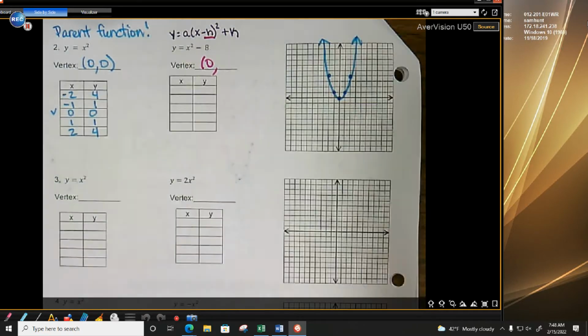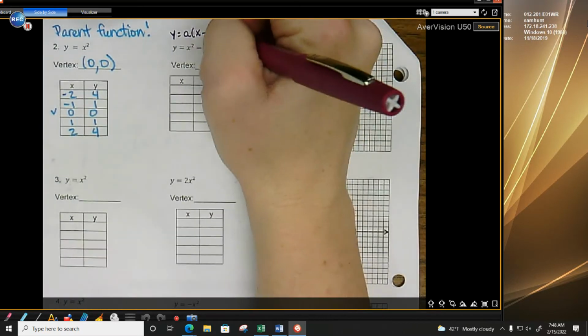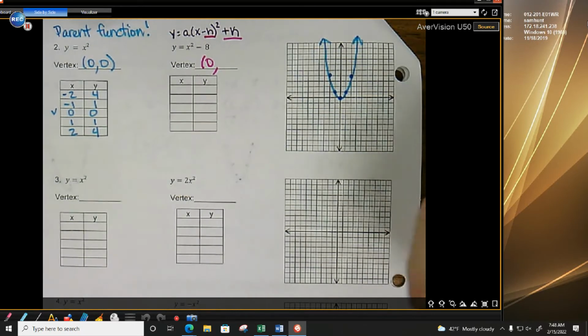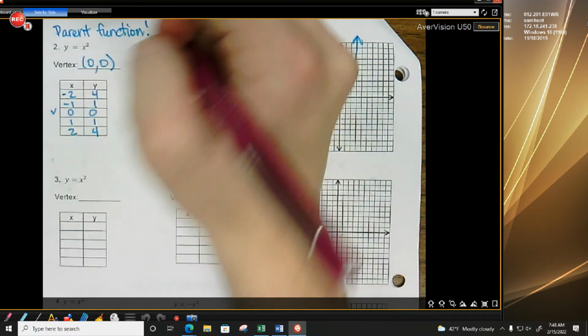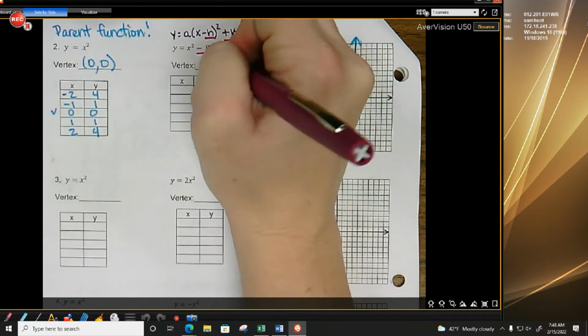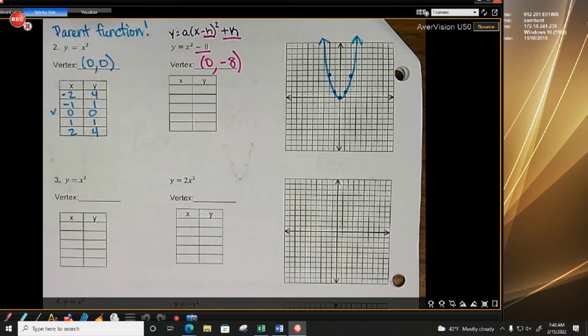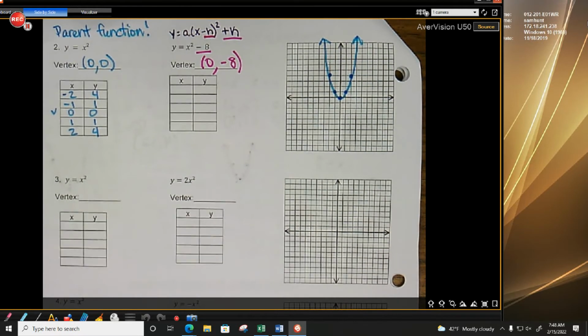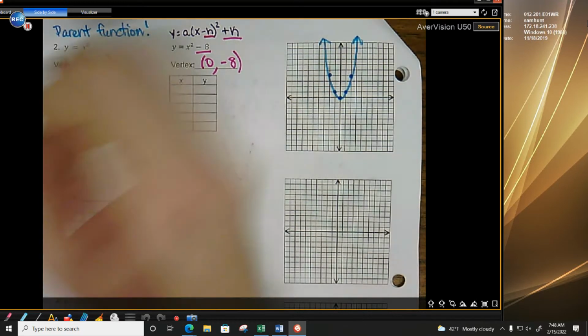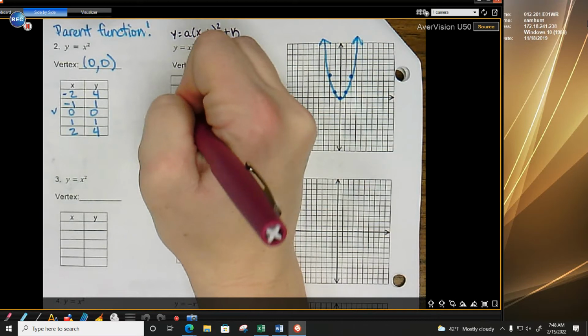The k, the constant out to the side, tells you your y value of your vertex. What's the constant out to the side? -8. It's a negative because it's not in the parentheses. You only take the opposite of whatever's in the parentheses. Okay? We good with that? So my vertex, which always goes in the middle, is 0, -8.